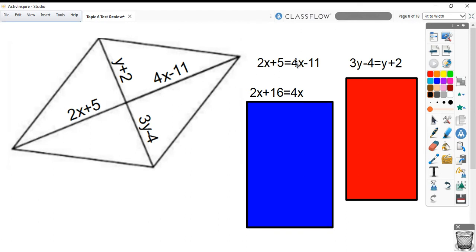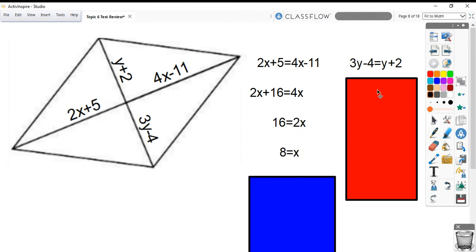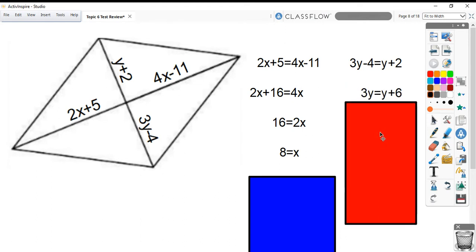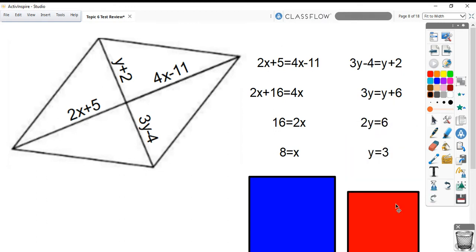All right, so we move this 11 over, and then we want to move this 2x over. We subtract it over. All right, and then you divide and you get x equals 8. On this one, we're going to do much of the same thing. We move the 4 over, we add 4 on both sides, and then we subtract 1y on both sides. So 2y equals 6, 1y equals 3. And that's your two answers right there.